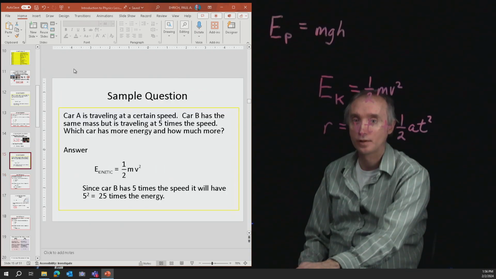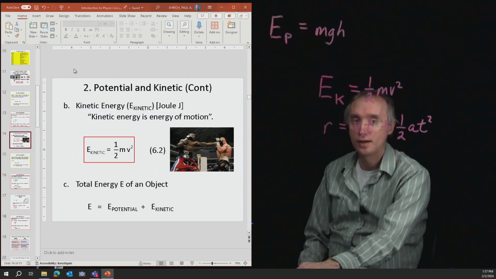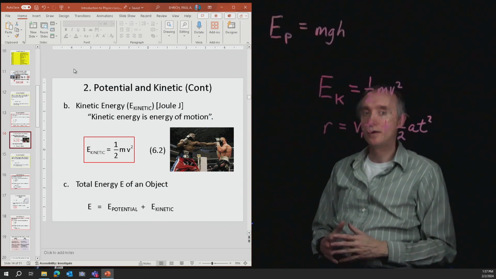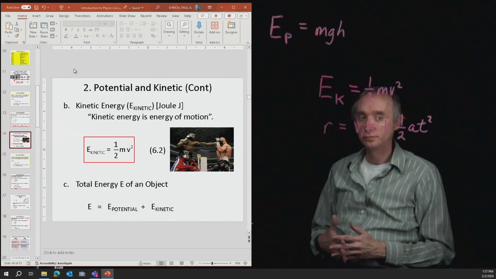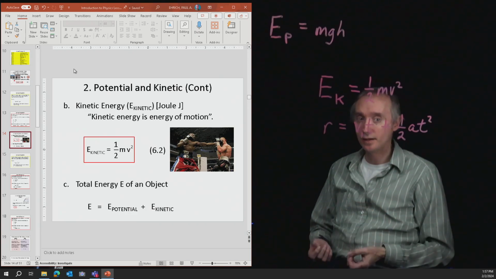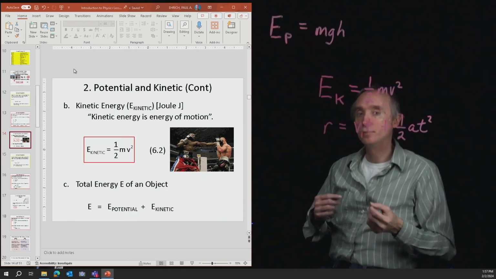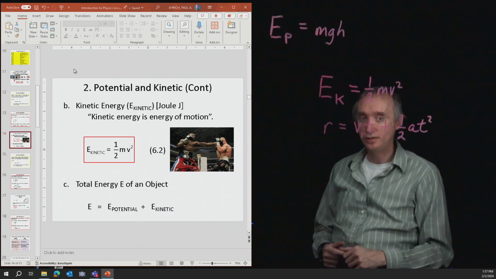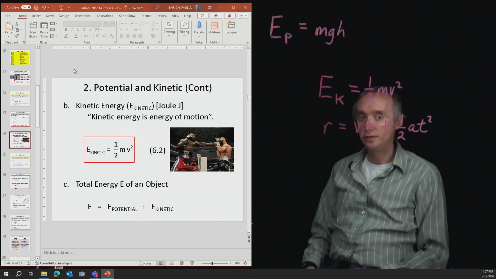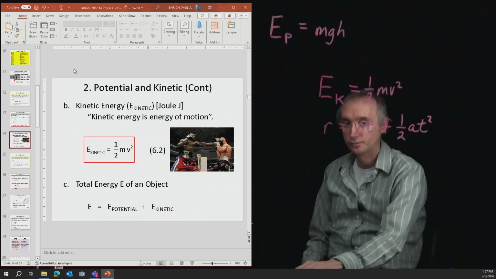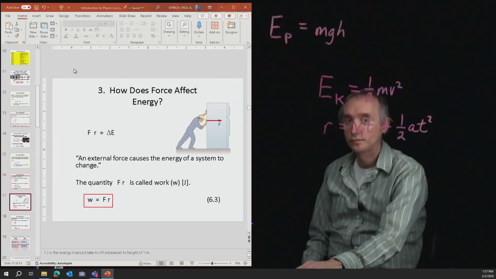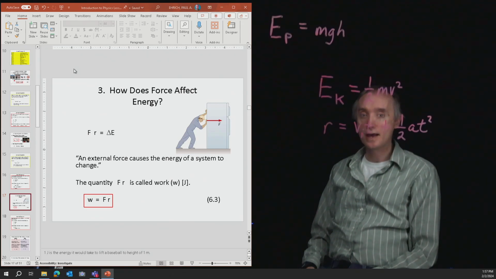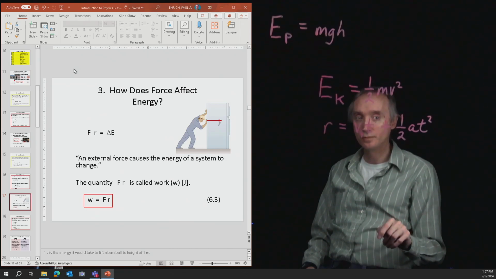Okay? Now, notice that we have talked about potential energy, and we've talked about kinetic energy, and now we could put the two together. So the total energy of an object is going to be the sum of its potential energy plus its kinetic energy. And so we will discuss that in a future segment.